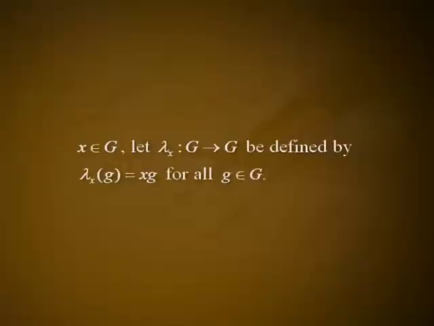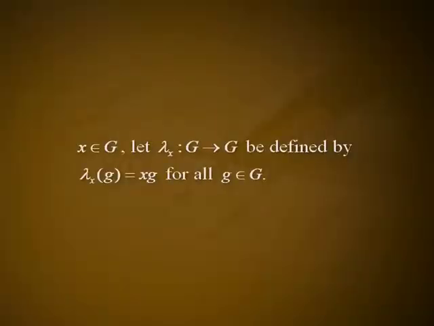Cayley's theorem. Theorem 2. Every group is isomorphic to a group of permutations. Proof. Let G be a group. We denote the group of all permutations on the group G by S_G. We show that G is isomorphic to a subgroup of S_G. By the previous lemma, we need only define a one-to-one function phi from G to S_G such that phi of xy is equal to phi of x into phi of y for all x, y belongs to G. For this, let x belongs to G.